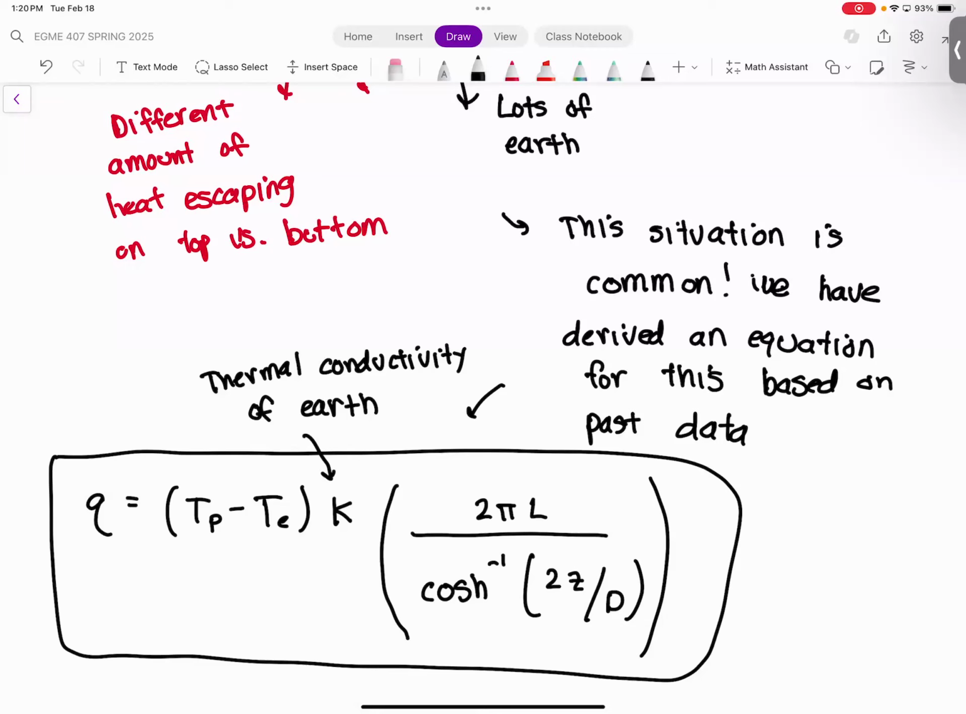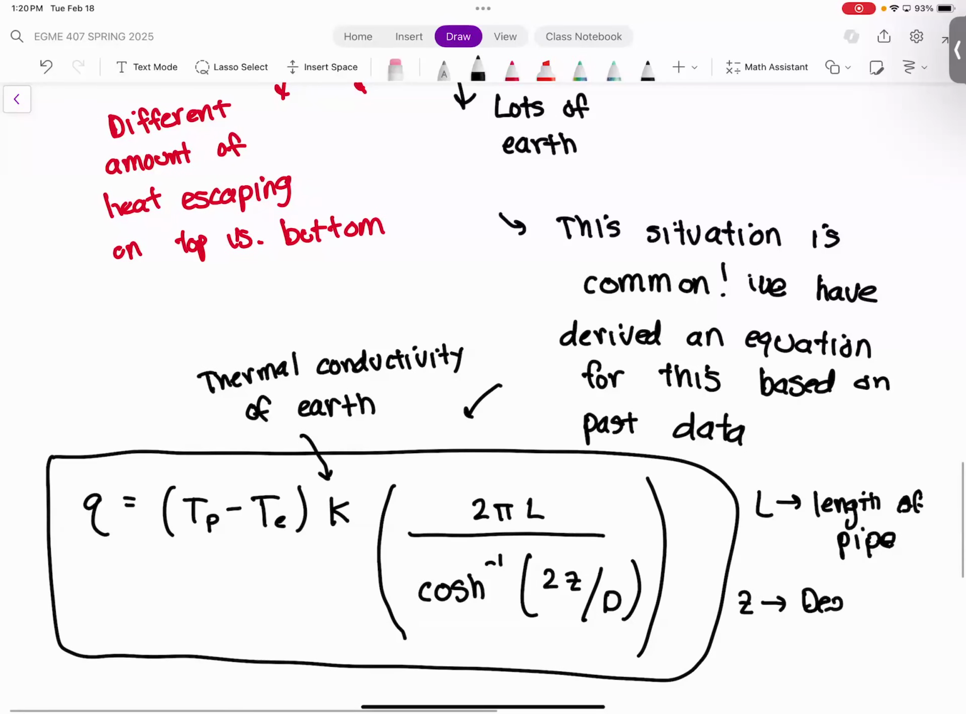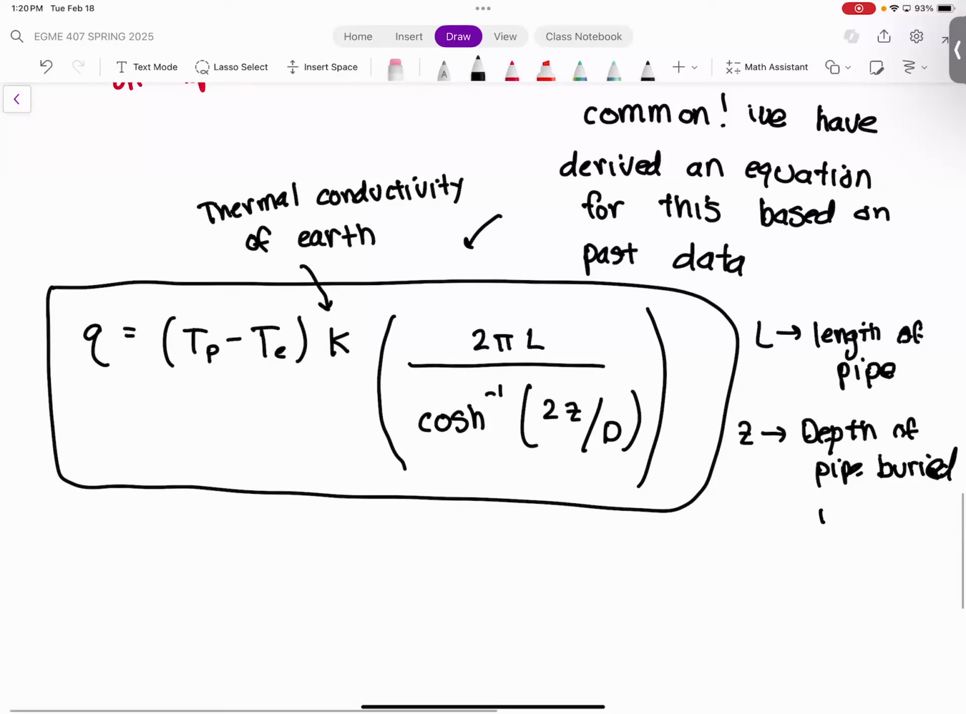Okay, so let's define the variables here. So L here is the length of the pipe. In this case, it's the length going into the page. Z here is the depth of the pipe in which it's buried underneath the earth. And D is the diameter. Questions? Yes. Yeah, it's from the center of the pipe to the surface of it.